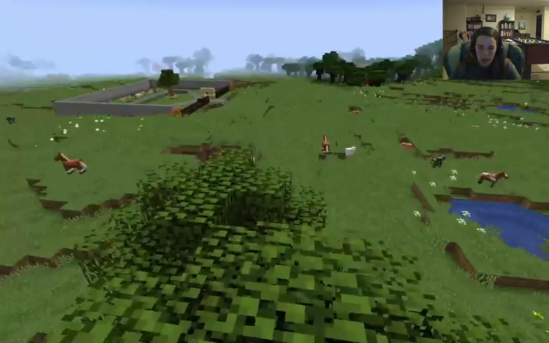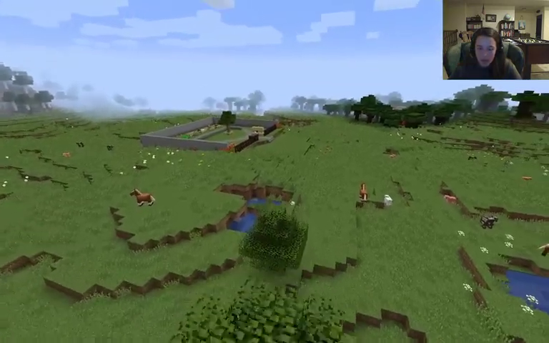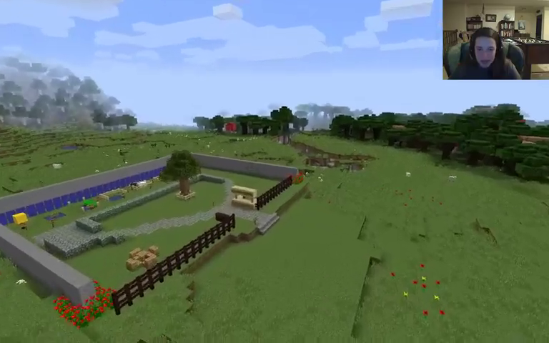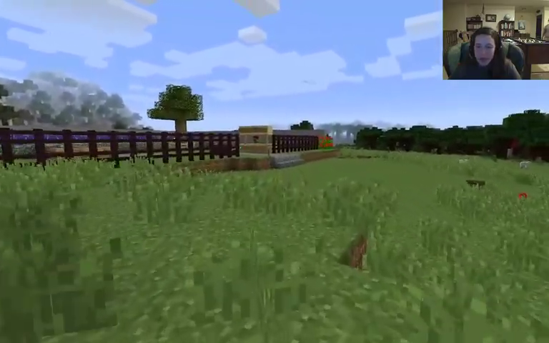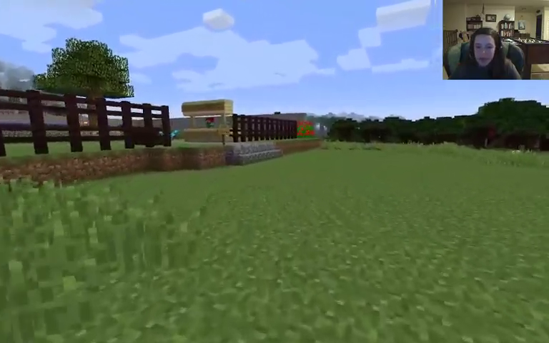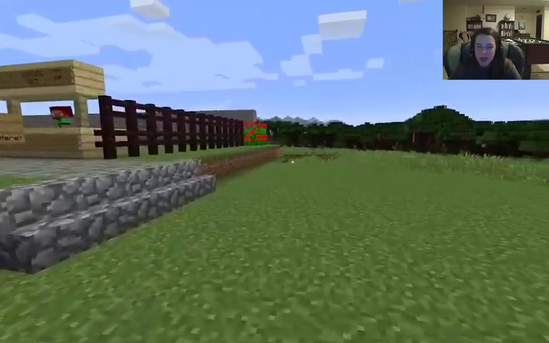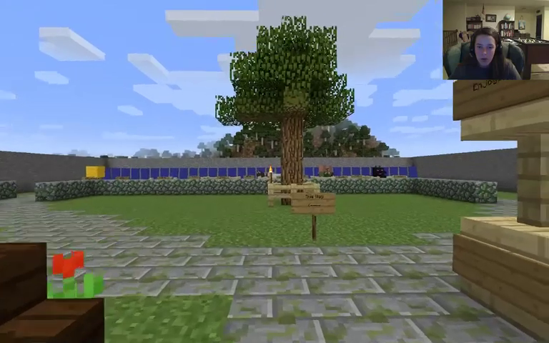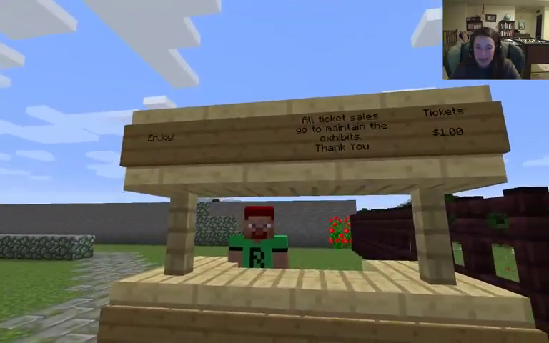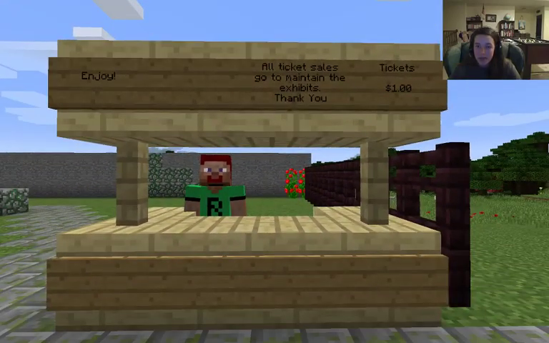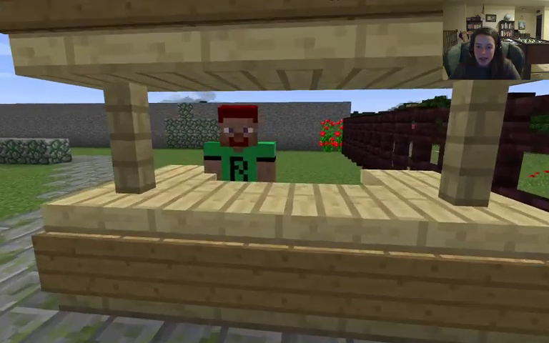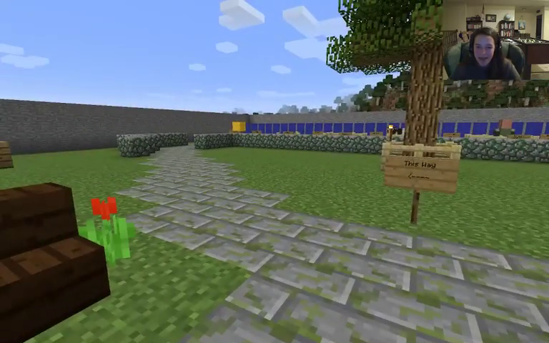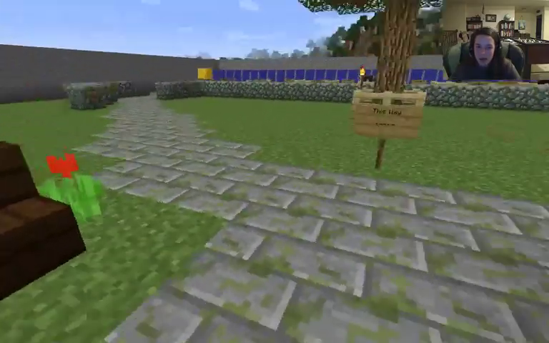Good morning. Welcome to my Minecraft ecosystem. This is kind of like a museum exhibit thing that I made, and it's going to demonstrate a food web for Flat Plains ecosystem. So this is where you buy your tickets, and that's my dad in the back. Hi, Dad. And so let's get started.